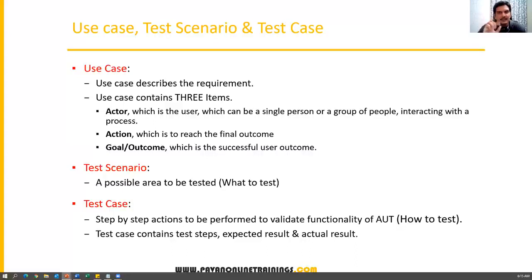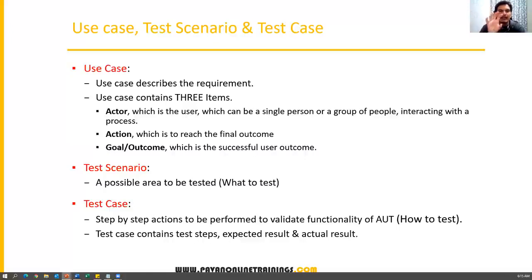In the picture itself, they will specify three main things: actor, action, goal or outcome. So what does that mean? Actor is nothing but a user, and the user performs a certain action, then he will get some outcome.